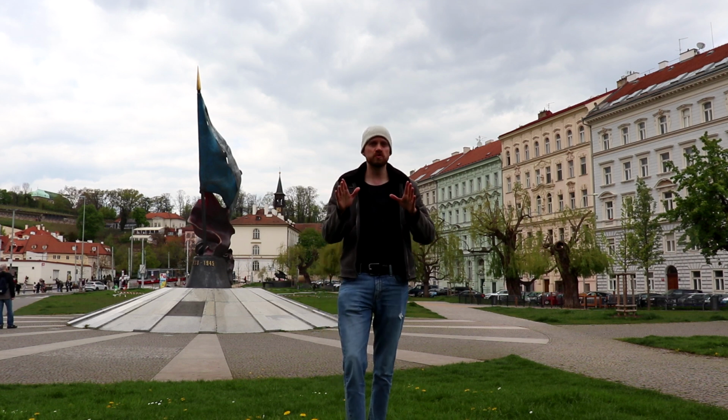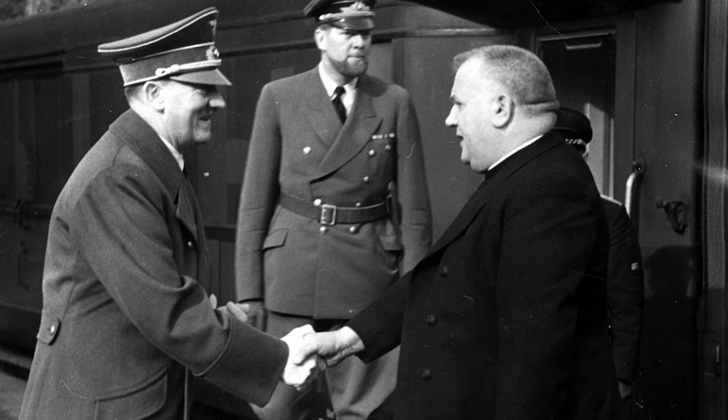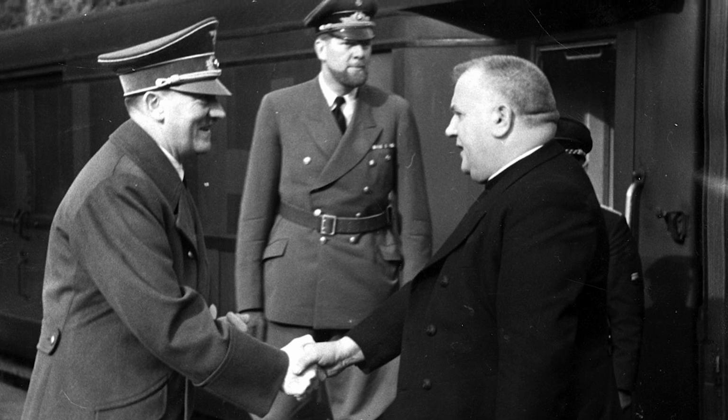And this brings me to the liberation. Let's take a look at neighboring Slovakia first. Slovakia became a Nazi puppet state in 1939 under Josef Tiso. From the spring of 1944, it became clear to most Slovaks that the Slovak Republic would not survive this war.